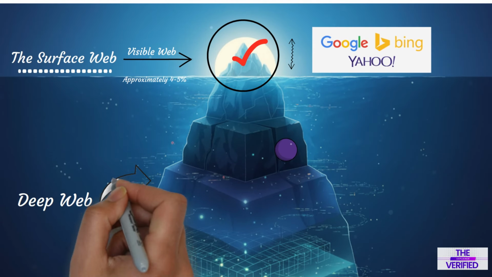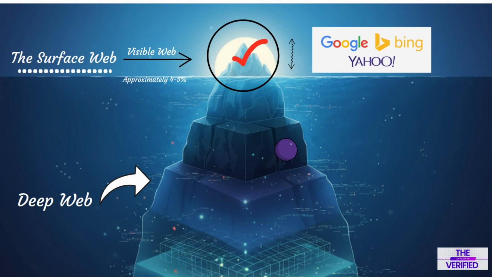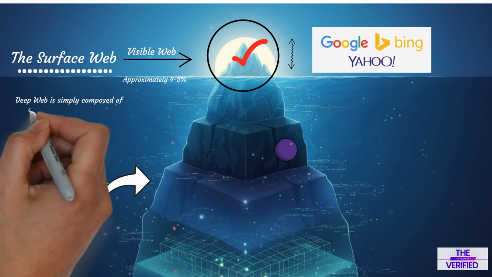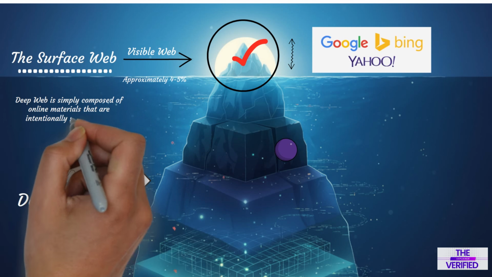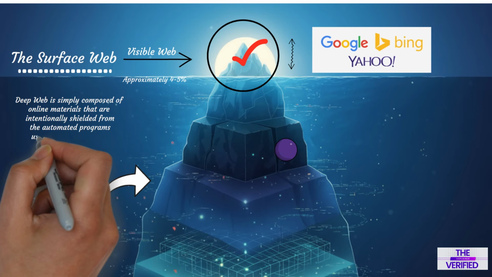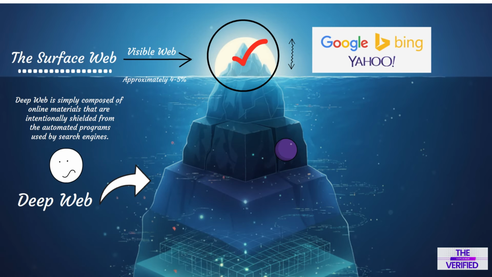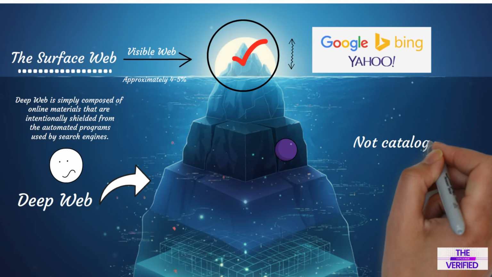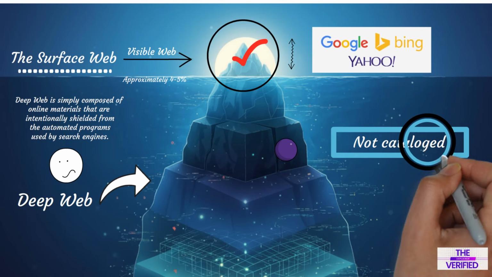Deep web. It is time to look at the deep web, which is the section directly below the public surface web. The name often causes confusion, but this area is frequently misunderstood. The deep web is simply composed of online materials that are intentionally shielded from the automated programs used by search engines. This means the information and services here are not cataloged and therefore will not appear in common search results.